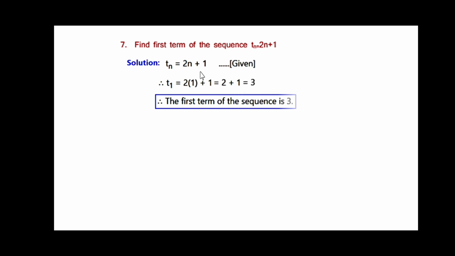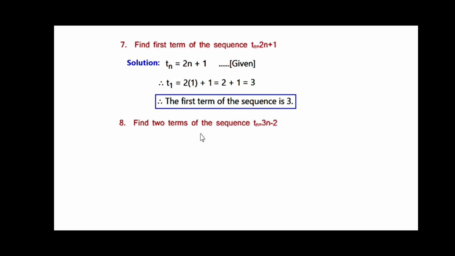The next problem, find the first term of the sequence Tn is equal to 2n plus 1. So friends, here it is given that Tn is equal to 2n plus 1. The first term we have to calculate. So n is equal to 1. Therefore T1 is equal to 2 into bracket 1 plus 1. 2 ones are 2 and this plus 1 as it is. So 2 plus 1 is 3. So we can say that the first term of the sequence is 3. Such problems are very simple and easy. You can easily do all these.